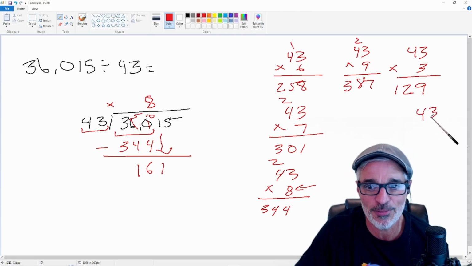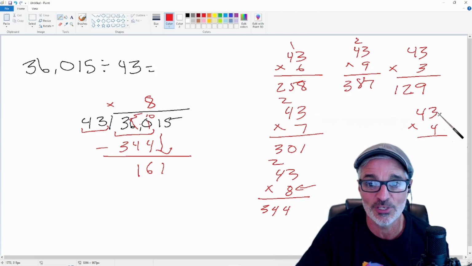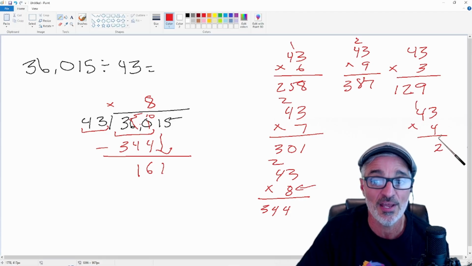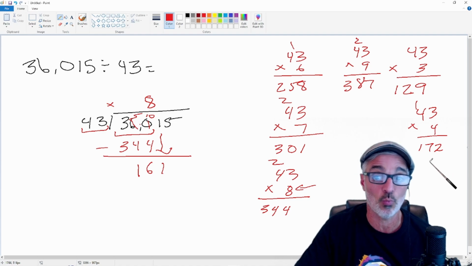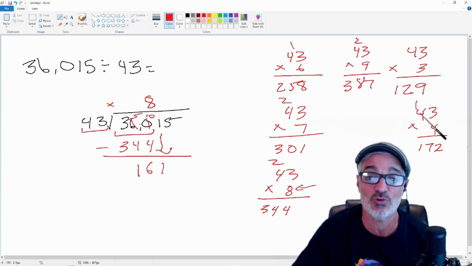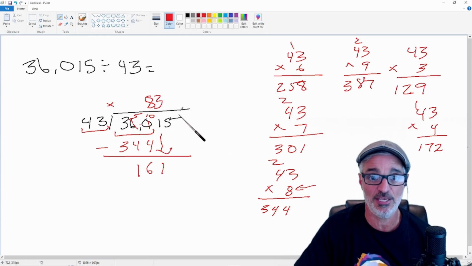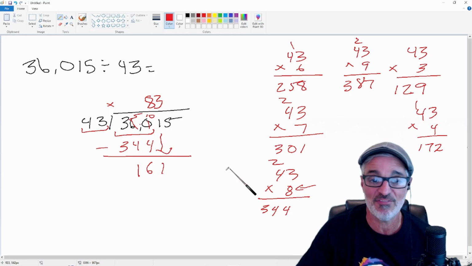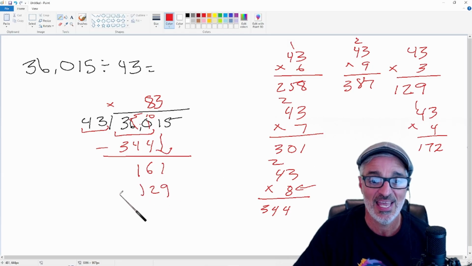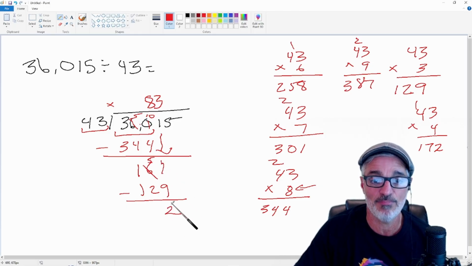Let's see. 43 times 4. 4 times 3, 12. Carry the 1. 4 times 4, 16 and 1, 17. What happened? I went over: 172, and I needed 161. So I'm going to have to use 129, which is 43 times 3. And now that 3 comes here. 3 times 43, we already have it here, 129. And now I subtract: 1 minus 9, you can't. So 11 minus 9, that's 2. 5 minus 2, that's 3. 1 minus 1, that's 0.